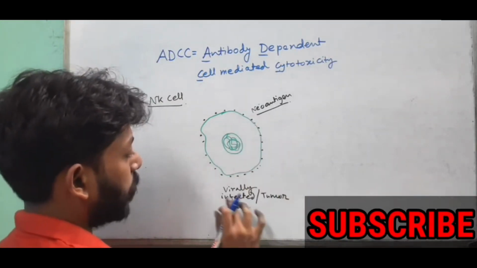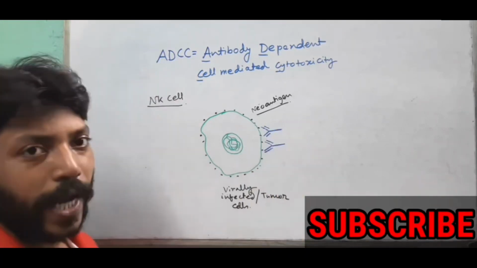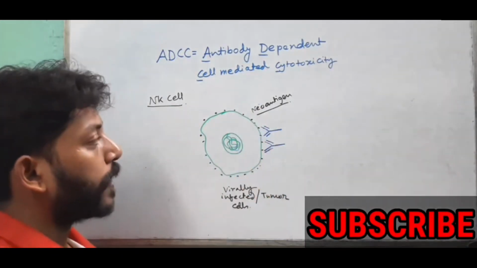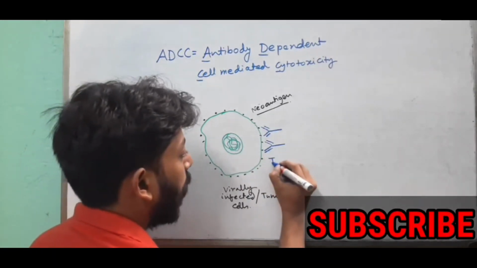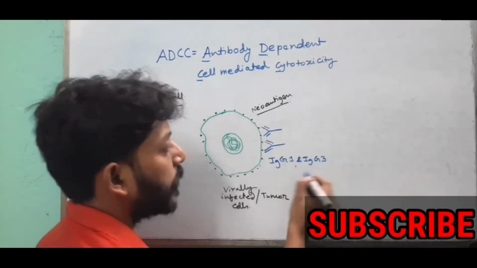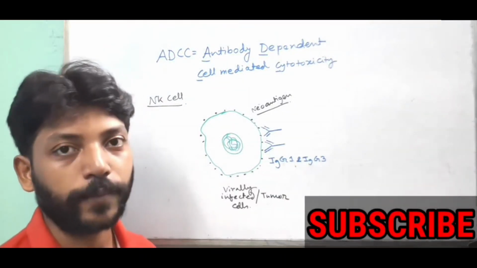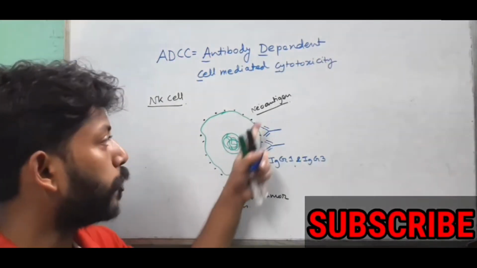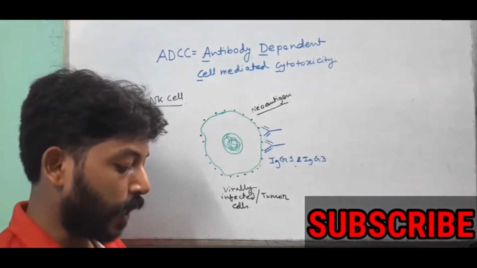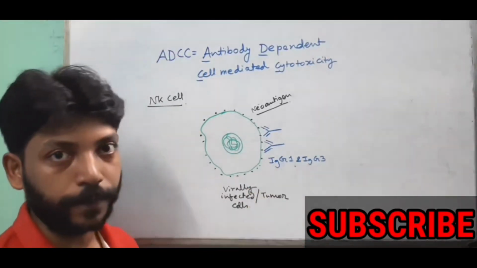So let's assume these cells, that is virally infected or tumor cells, can be recognized by an antibody. So antibody can recognize and coat these cells. This type of antibody specifically, for example, is IgG1 and IgG3. Why am I telling this, IgG1 and IgG3? Because any antibody like IgG2, IgG4 can bind with this antigen or neoantigen or viral antigen, but this NK cell expresses some receptors that can particularly or only bind these two antibodies.